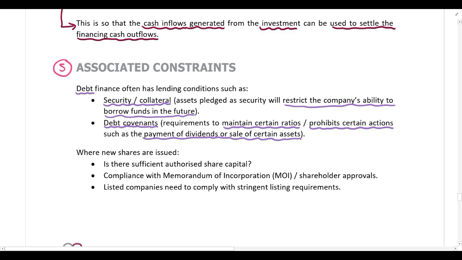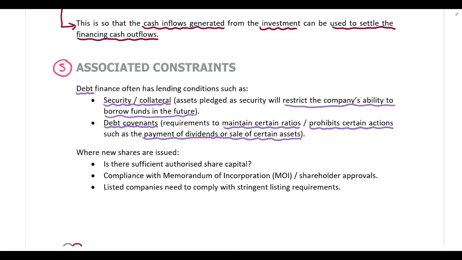So guys, remember, all of this is to protect the debt provider, or the finance provider. So if a bank has given a company a loan and they want protection, they might then want, obviously, security or collateral, so that if the company defaults, they can repossess that asset and they can recover what they've lost. And they might also have debt covenants in place.